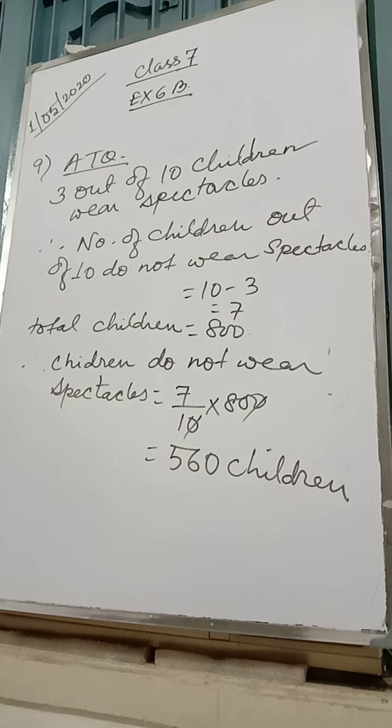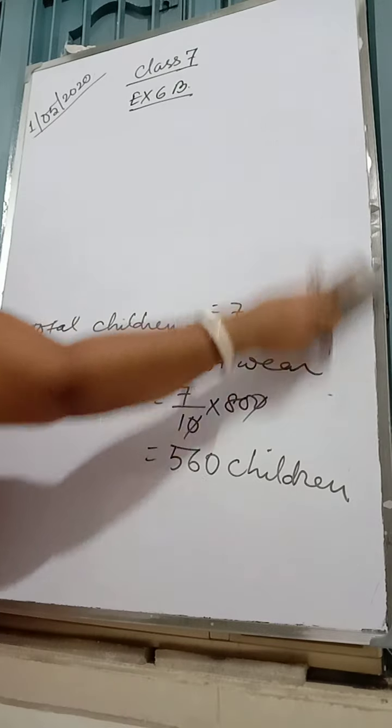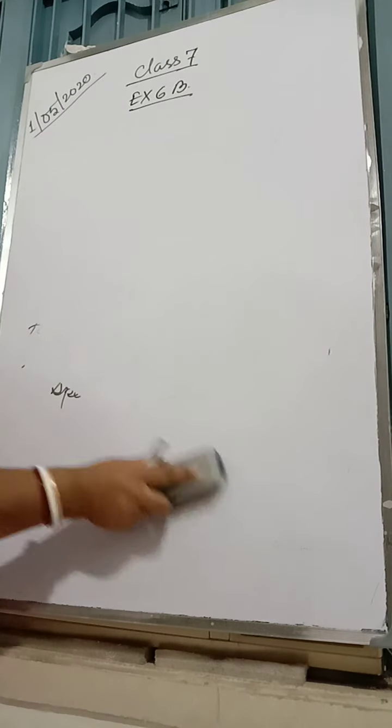Number 10. In an organization, the number of chairs is 3 by 5 of 2000 chairs and tables. The total of chairs and tables is 2000, and the number of chairs is 3 by 5 of 2000. So we have to get the number of chairs first.